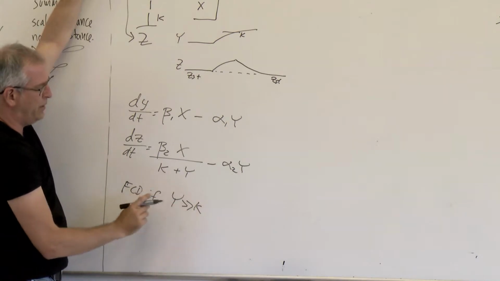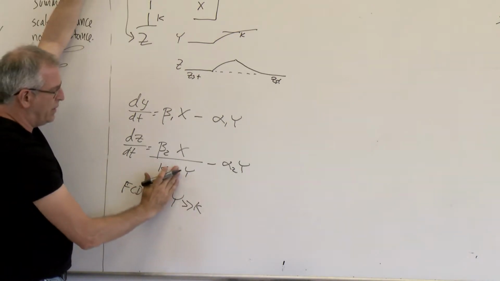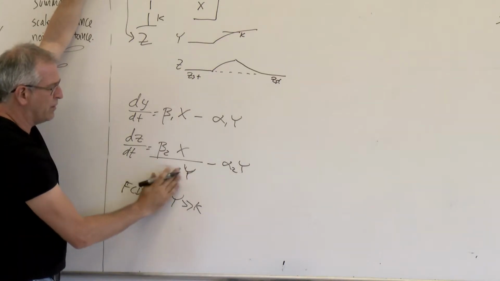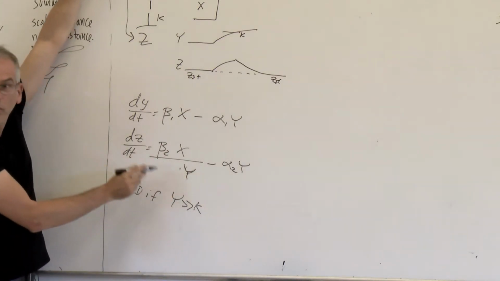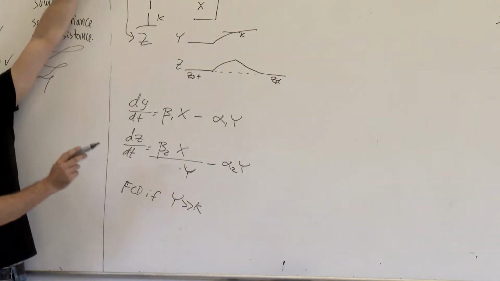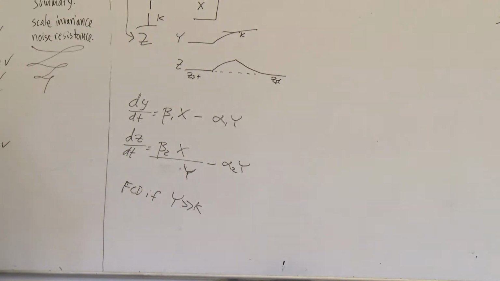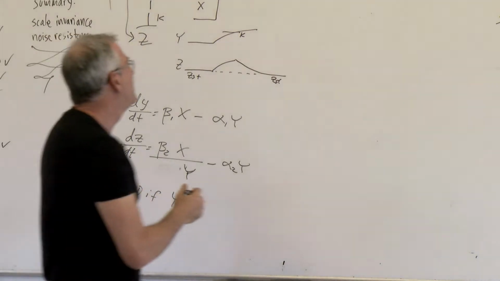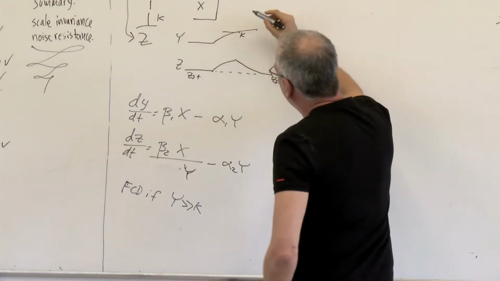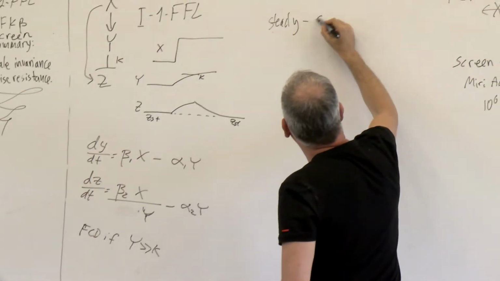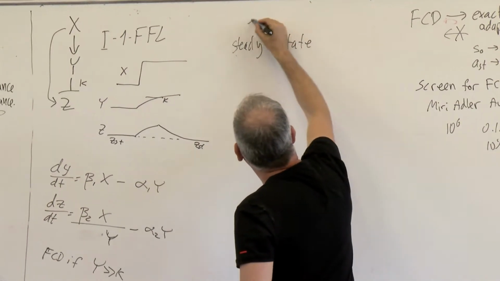And if we assume that, I can approximately erase this k, because y is much bigger than k. So we have this x over y. And x over y is already a clue for fold change detection, because now we can have y normalizing the input signal x. So if we solve the steady state, I want to show exact adaptation first of all. Exact adaptation.